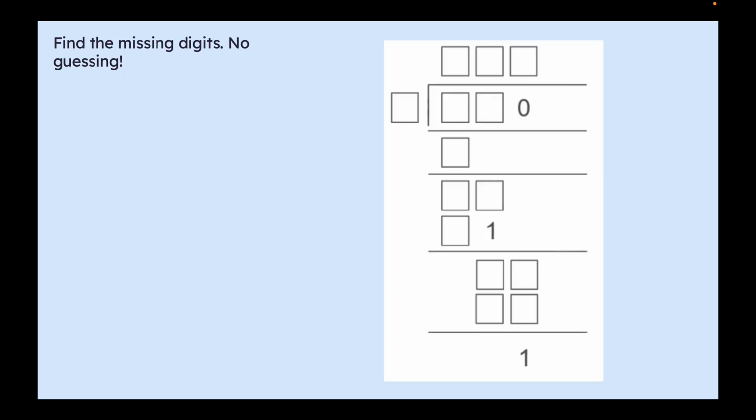Now let's take a look at the puzzle. Here we have a 1-digit divisor, a 3-digit dividend ending in 0, a 3-digit quotient, and a final remainder of 1. Before I start solving it, pause the video and see how many digits you can work out yourself.